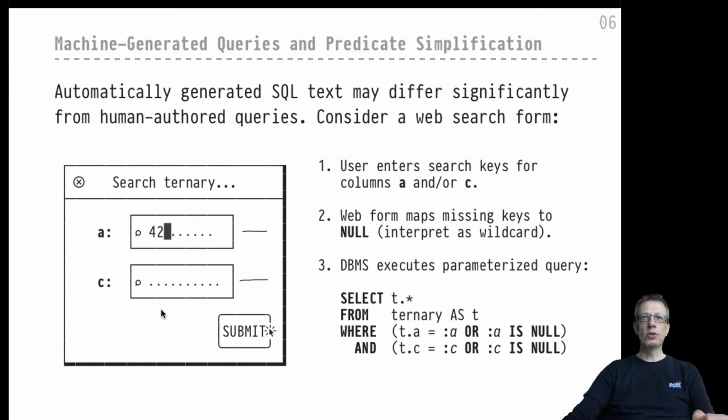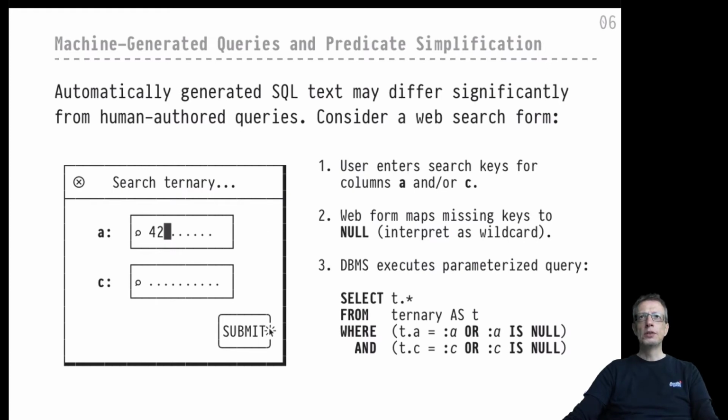The user has not entered a particular value. The null should be considered as a wildcard. Any C value is fine. Okay, so this covers the first two points here. What's the SQL query that we have to construct in the background? Well, it would be this query. Of course, we would scan the ternary table and the backend would produce all the information that's in the ternary table for the front end to display in some appropriate form. But the predicate is the interesting part here.